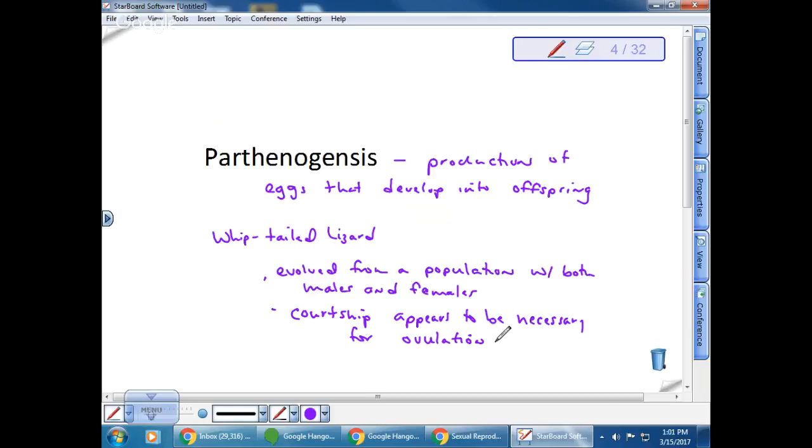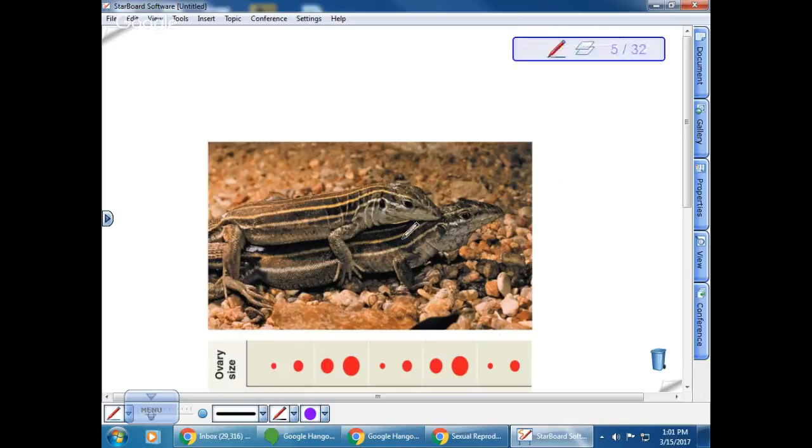And so if we look at what happens in a population, it's kind of interesting because these are two females, but this female is not getting ready to ovulate. And so her ovary size is really small. And so she is behaving like a male would in a sexual population. And then this female underneath is getting ready to ovulate. So she is behaving like a female.